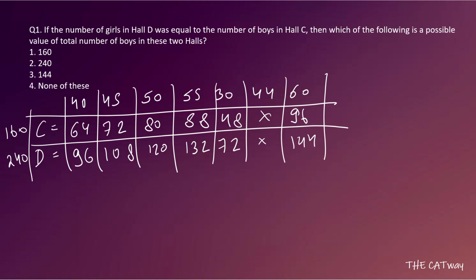Now it is saying that the number of girls in hall D was equal to number of boys in hall C. So if we have 96 girls in hall D, then we should have 96 boys in hall C. Is it possible? Yes, it is possible in the first case itself.